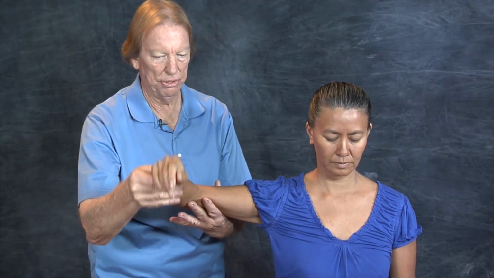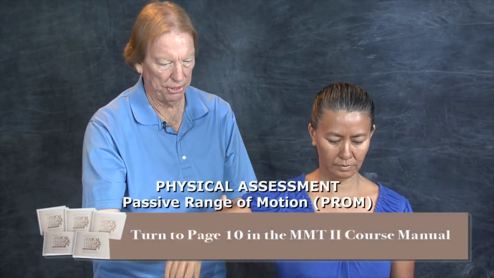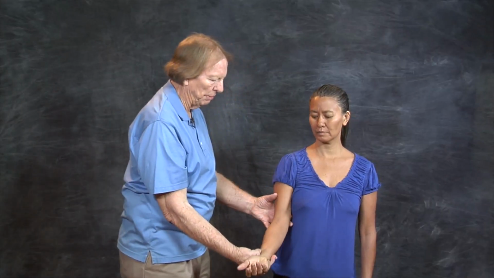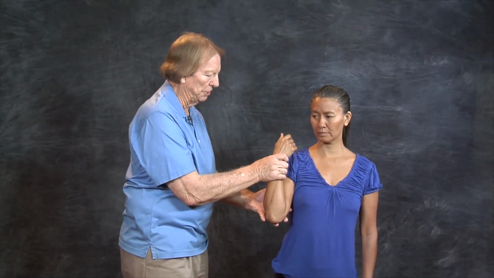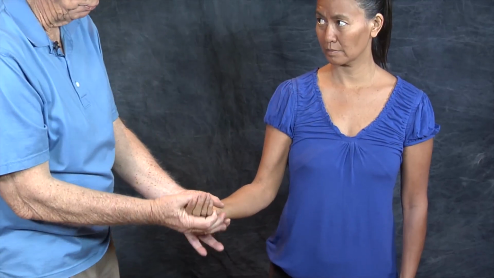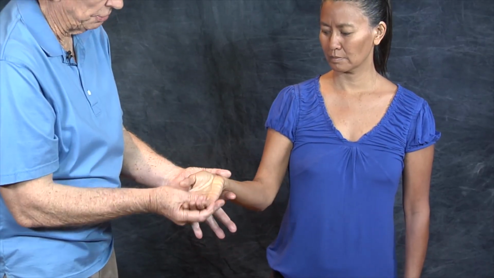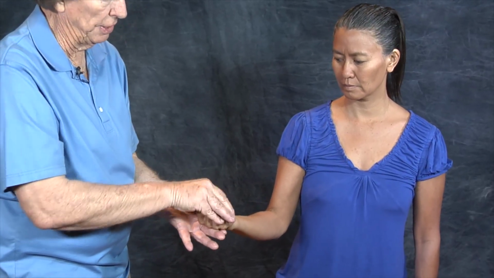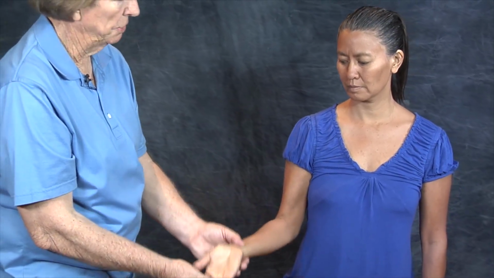External rotation, internal rotation, external rotation again, very normal, and back down. Turning to the elbow, I can bring it into assisted flexion and relaxed. I can move the wrist into flexion, into extension, and I can move the fingers into flexion and extension. So that comprises passive range of motion.